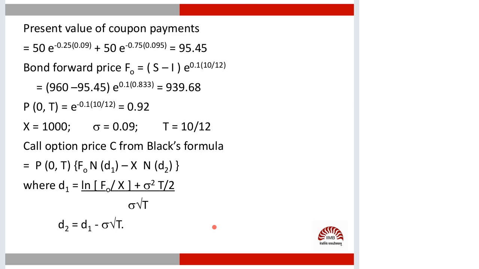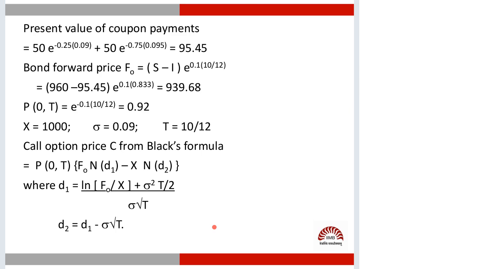I've not solved it, but now you take Black's formula. You know theoretically what D1 is, but you also know the numbers. So plug in the numbers, calculate D1, calculate D2, then calculate N(D1) and N(D2). Once you've calculated N(D1) and N(D2), multiply by F0 on one side, and by X on the other. F0 you've computed, and X was given to you. So you have whatever is inside the brackets. Once you know what is inside the bracket, you simply multiply it by the discount factor, which is P0T, and that becomes the value of the option that you have.